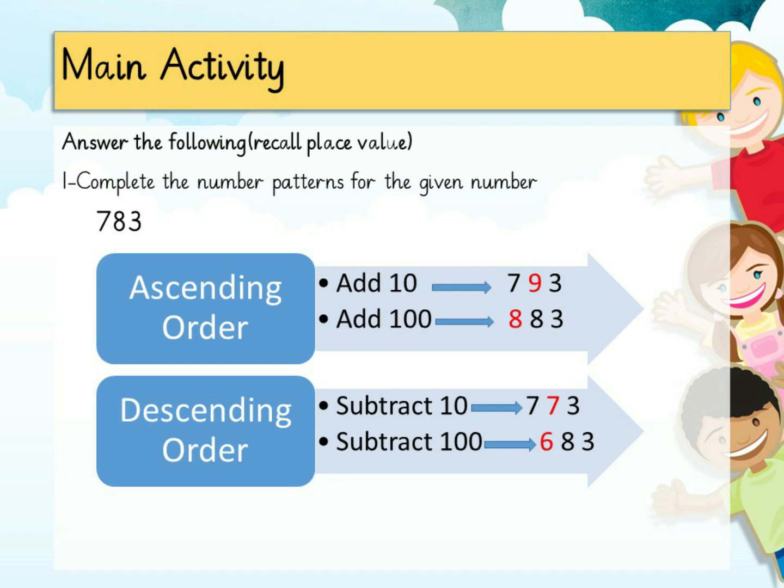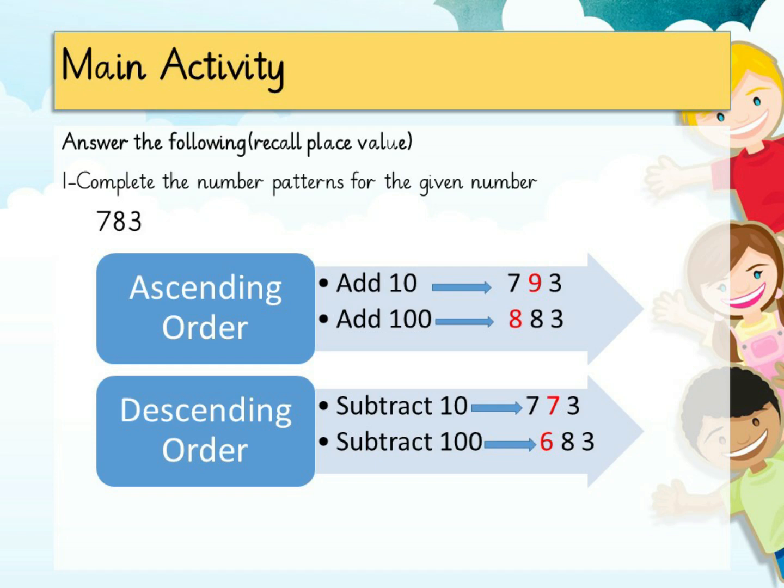First of all, you need to know the meaning of ascending and descending. Ascending means increasing and descending means decreasing. By adding 10 or 100 to 783, the value of 783 is being increased. And by subtracting 10 and 100 from 783, the value of the number is being decreased. By adding 10 and 100 to 783, we got 793 and 883 respectively.